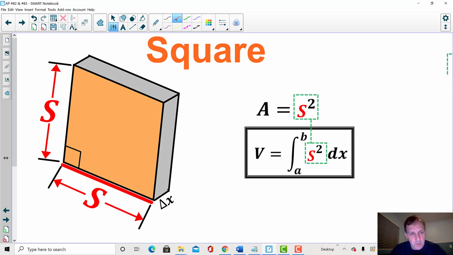This is our last day working on these cross-section volumes, and so we're going to review as we go. Square is one of the most common ones that you're going to get, and so the area that goes inside your integral is just the area of a square, so that's just going to be s times s. So that's an easy one.